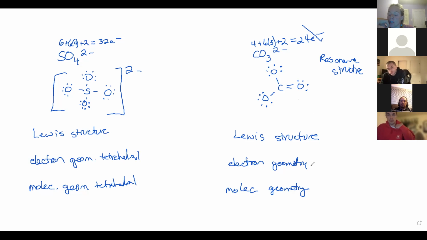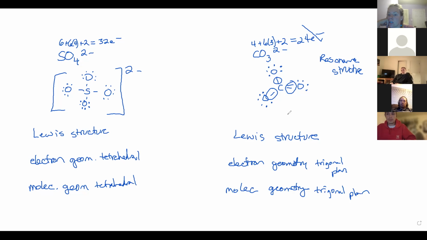The electron geometry. Well, how many electron groups do I have around the central atom? 1, 2, 3. 3 electron groups, trigonal planar. Think about your pizza, cut into 3 slices. I don't have any lone pairs on the central atom, so my molecular geometry is also going to be trigonal planar.